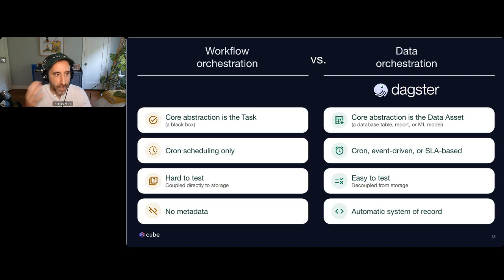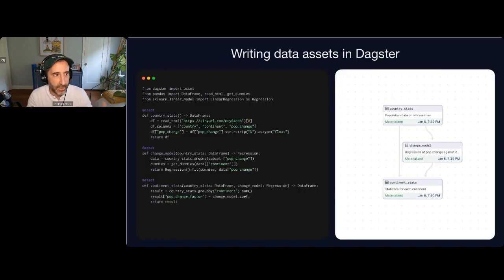And so I've talked a little bit at a high level about what an asset is, but let's take a quick look at how you even write an asset. It's really not that different from what you're probably used to. An asset is just a wrapper around a function that produces the thing that you care about. And so here we have 3 assets: country stats, change model, and continent stats. Once we wrap those in the asset decorator in Python, in Dagster, we get representations of all these 3 assets, and we get the dependencies as well, and then we can materialize these things as needed.